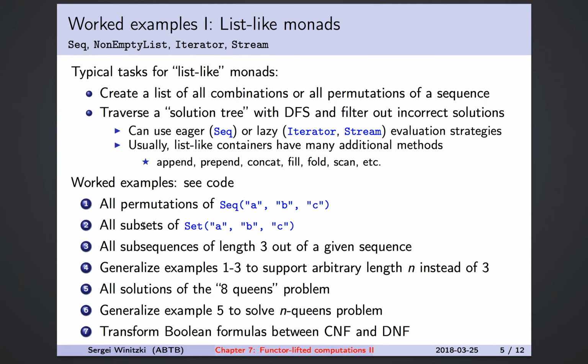The second example is to compute all subsets of this set. Now, subsets of a set is not the same at all as permutations of a sequence. For instance, the empty set would be a subset, or a set of B alone would be a subset, or a set of B and C would be a subset. But there's no difference between the set of B and C and the set of C and B. So all subsets is very different from all permutations. Let's see how we can do that.